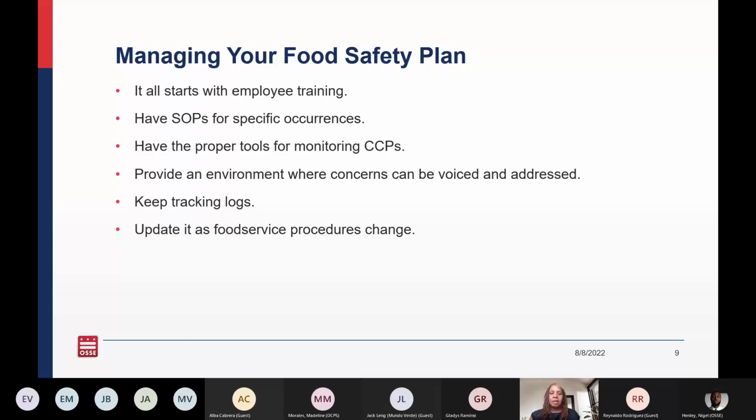And then last but not least, as mentioned earlier, as your food service procedures change, so should your food safety plan. If you change vendors, if you change your method of service, maybe from eating in the cafeteria to eating in the classroom, these are things that could potentially change how you're handling the food that you're serving to students.